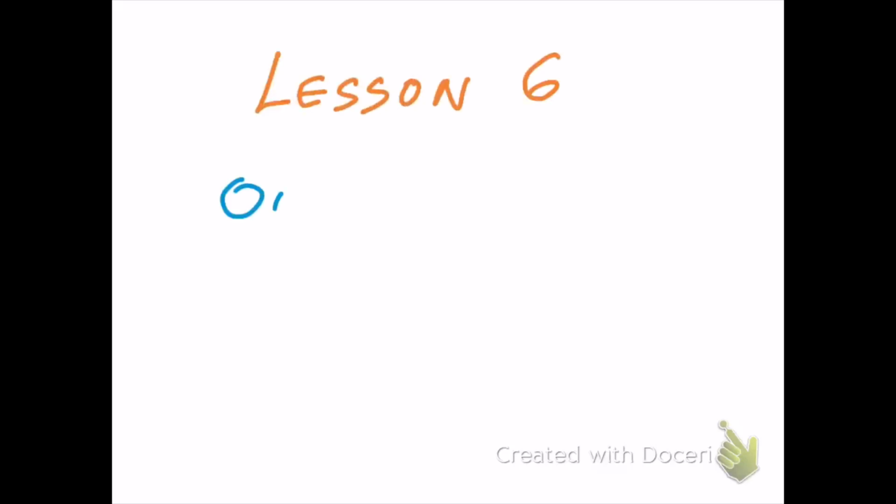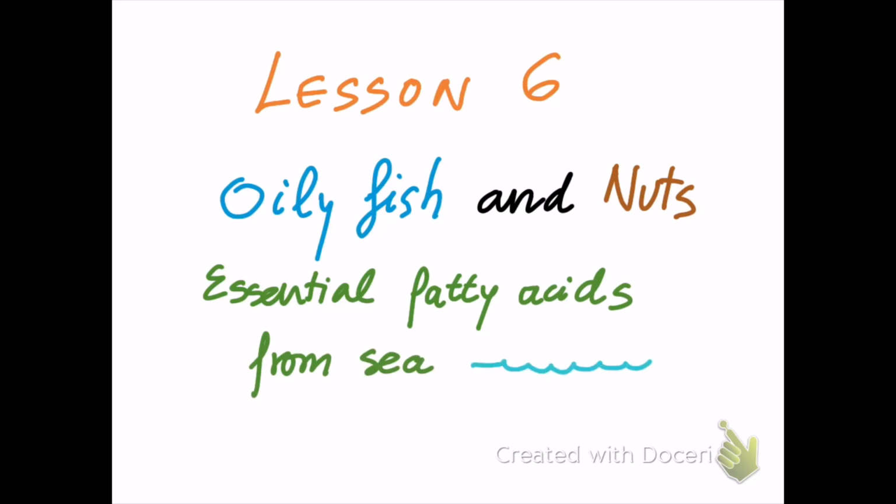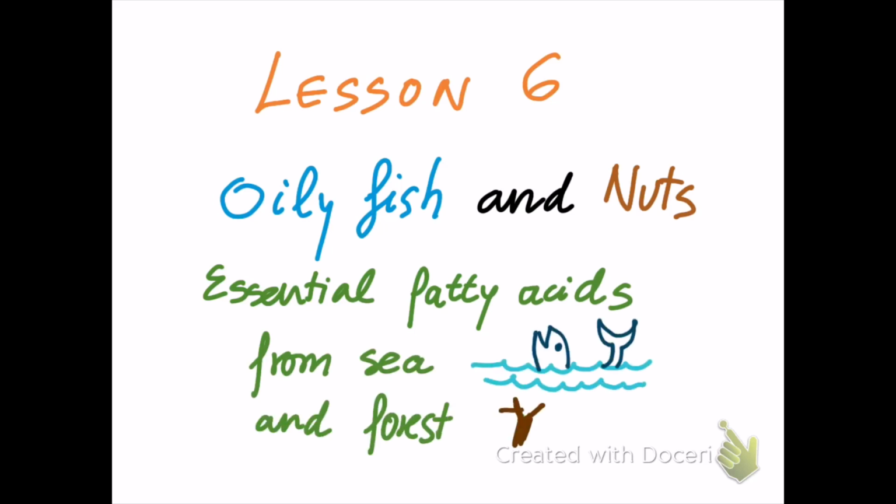Hi, this is the video corresponding to lesson 6. In this video we will analyze the polyunsaturated fatty acids present in fish oil and in some vegetables. These fatty acids are essential in the diet and are called essential fatty acids because our body cannot produce them by itself, and therefore we must take them regularly in the diet.